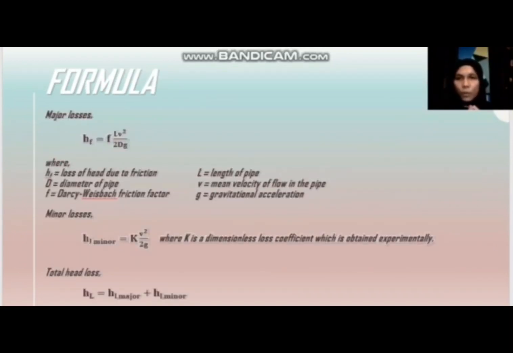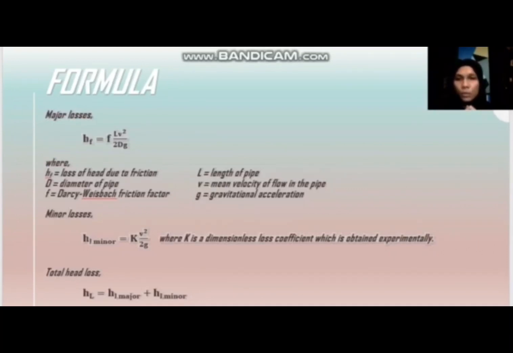Here are the formulas that are used to acquire head losses in pipes. The first one is major losses, which is equal to HF. HF equals F, where F is the Darcy-Weisbach friction factor, multiplied by L V squared, where L is the length of pipe and V is the mean velocity of flow in the pipe, divided by 2 times D times G, where D is the diameter of pipe and G is the gravitational acceleration.